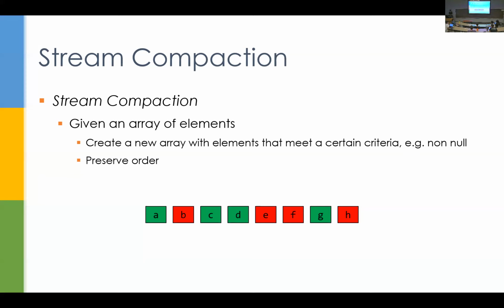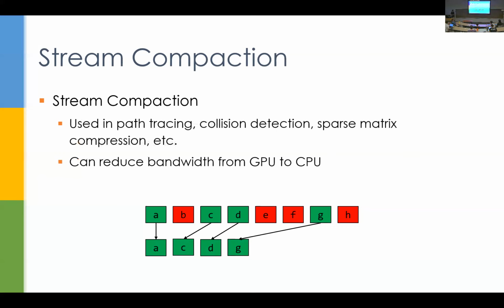So in this example, what would our output array be? If you're saying we want all the green elements, what is our output? ACDG, you're right. So you guys get stream compaction. The uses of stream compaction are plenty. This list doesn't even cover it.